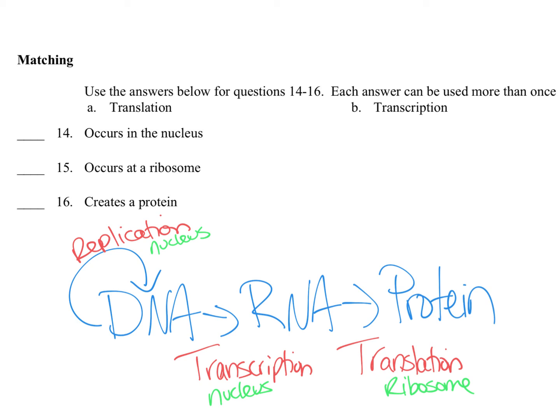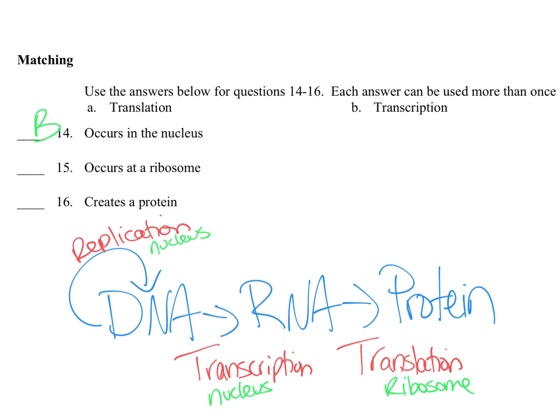For numbers 14, 15, and 16, I think you got transcription and translation mixed up because first, A is translation, B is transcription. Make sure you're reading for the details. A small little change makes a big difference. So for number 14 and 15 and 16, I brought back our little flow chart here. So which one of these occurs in the nucleus? Well, translation occurs at the ribosome. Transcription occurs in the nucleus because it's going from DNA to RNA. It involves the DNA, so it must happen in the nucleus. So it's B, transcription.